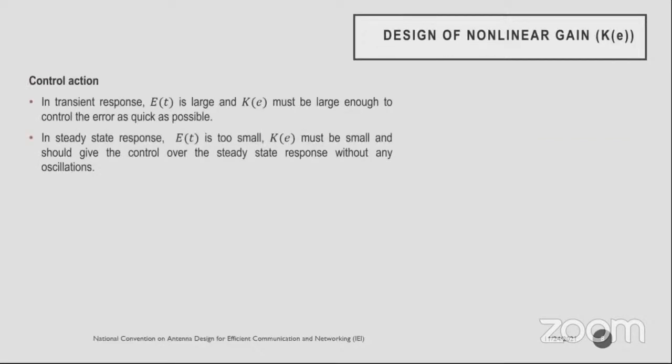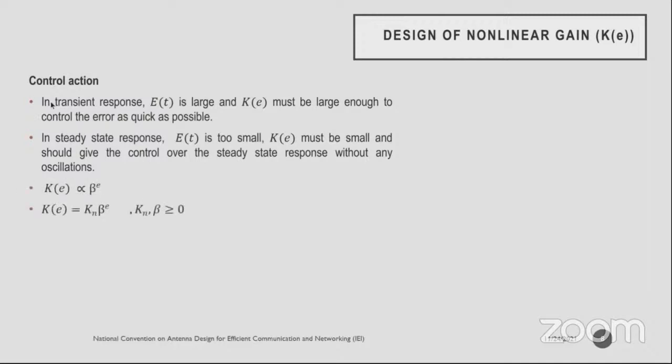Yes, we have already said that in a conventional PID controller, the controller output is directly proportional to error. We have closed loop control, with transient response and steady state response. In the transient response, the error is large, so K of E must be large enough to control the error as quickly as possible. In the steady state response, the error is small, so K of E must be small and should give control over the steady state response without any oscillations.